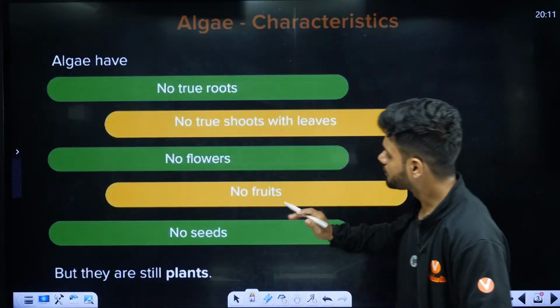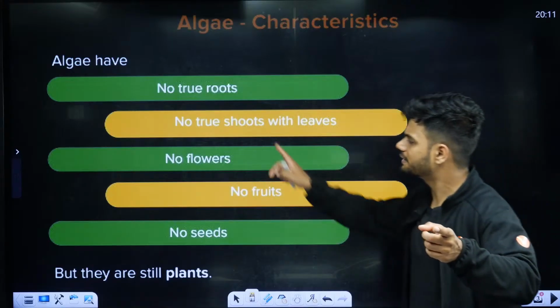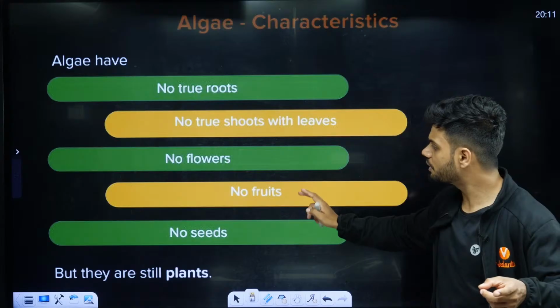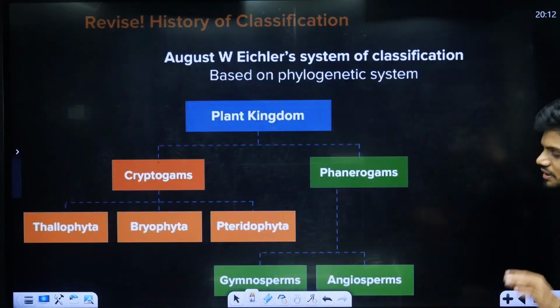Plant. Okay. Now students, I want all of you to understand. I told you there is no root here, no leaf, no fruit, no flower, no seed. They are still called plants.